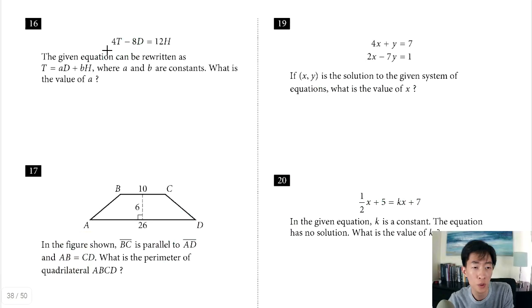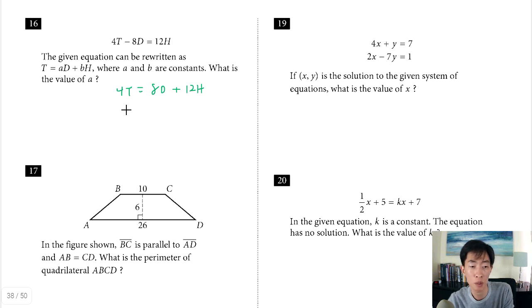Question 16, 4t minus 8d equals 12h. The given equation can be written as t equals a d plus b h, where a and b are constants. What is the value of a? So there's really only two things that we have to do here. We're going to move the d over by adding 8d to both sides. So we get 4t equals 8d plus 12h. And then they want the t to have a coefficient of 1. So we're going to divide both sides by 4.